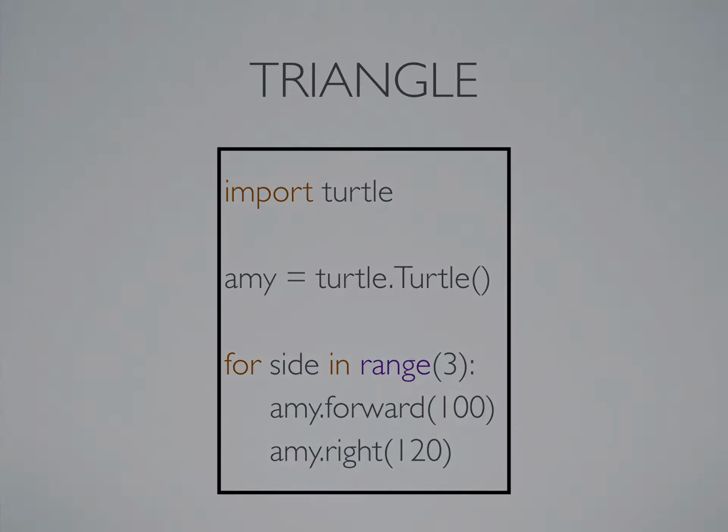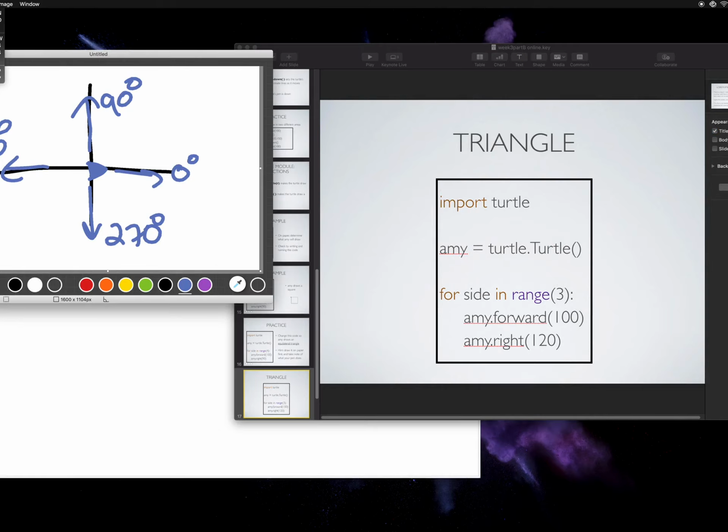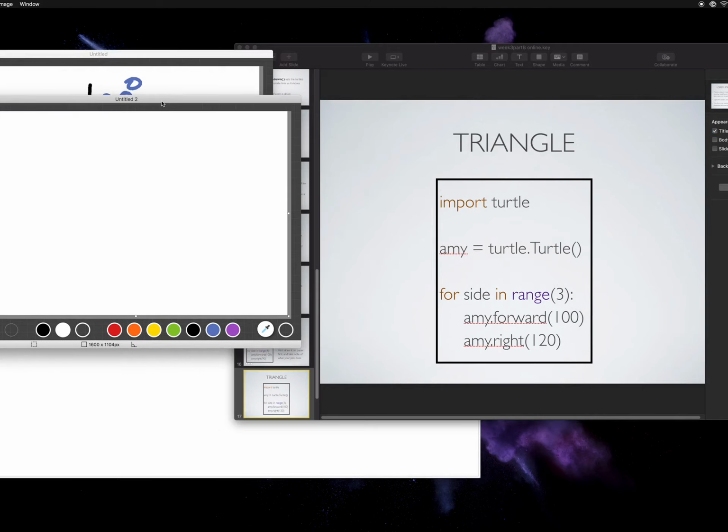So let me go ahead and make a new file here. So let's just run through this code, right? Here's Amy. She pops up on the screen pointing this direction. So whenever I'm drawing turtle stuff on paper to figure out what's going to happen, I always make sure to draw a dotted line just to see what direction she is pointing in. And so, for example, if I told Amy to move forward by 100, Amy would be going in this direction.